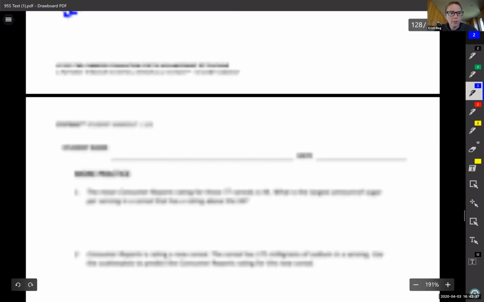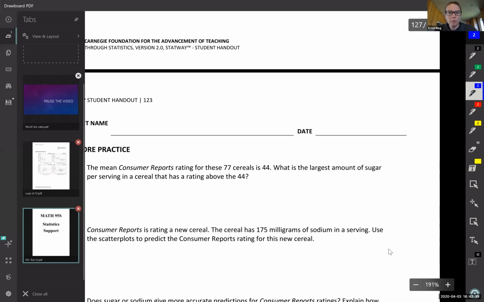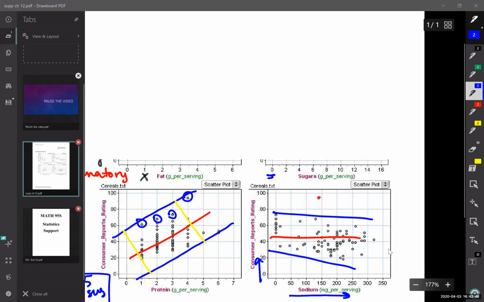All right, so again, just like the last lab, make sure you have the graphs of the cereal. Oh, look how colorful that is. Well, we can still use that. Make sure you have this paper handy.